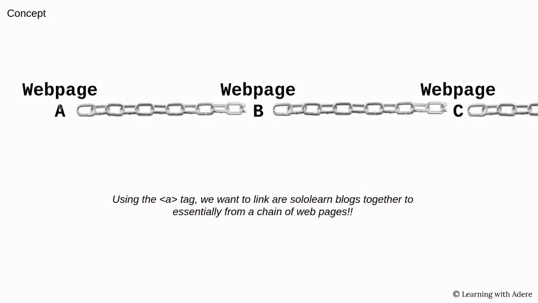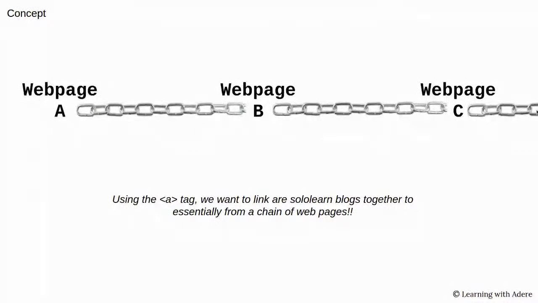So for example, web page A could be mine. I would need to put the A tag on my page. And then I would also need to put the link to the next person's blog, whoever's on web page B. That maybe could be Sharif. And then Sharif would need to put the link to web page C in his blog. And web page C would need to put the link to web page D on their blog. And just keep continuing.